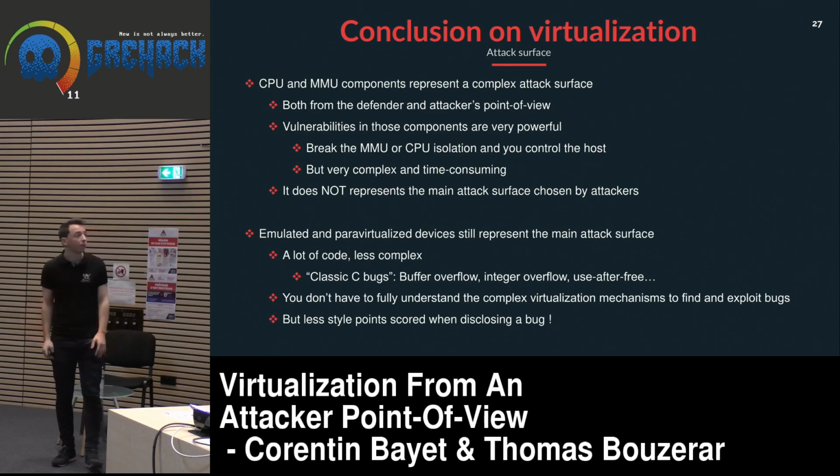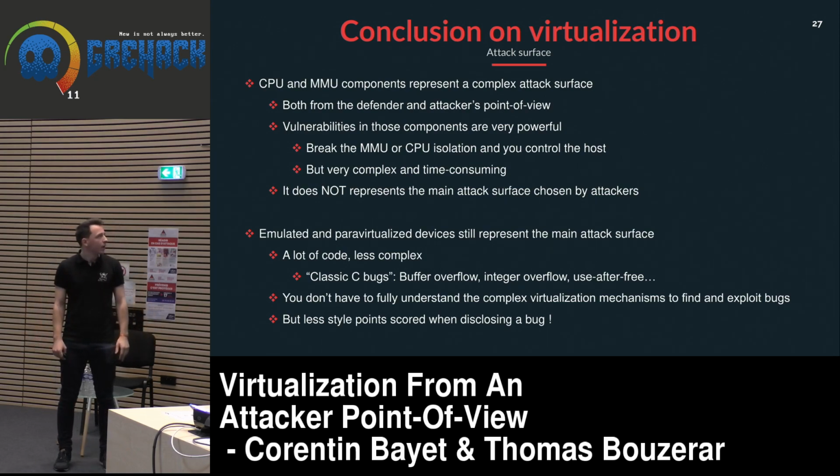Maybe there are a lot of vulnerabilities found that nobody disclosed. Most vulnerabilities disclosed are in the emulated or paravirtualized devices, because they represent the main attack surface: there's a lot of code there, and it's less complex. You can have classic C bugs like buffer overflows, integer overflows, use after free, and you don't really have to understand every mechanism of the virtualization to start finding and exploiting bugs, because it's just classic C bugs. You just have to understand how to communicate with the interfaces. Of course, it's less stylish and it can be very dependent on the configuration, but it's easier to find bugs there.